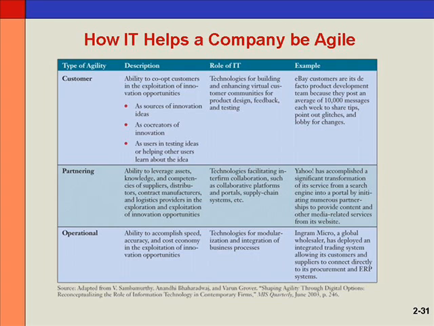An agile approach to partnering. Yahoo, they point out, has accomplished a significant transformation from a search engine into a portal. More about portals later. And operational agility. Ingram Micro, a global wholesaler, has deployed an integrated trading system allowing its customers and suppliers to connect directly, squeezing it out of the middle, to its procurement and ERP systems.